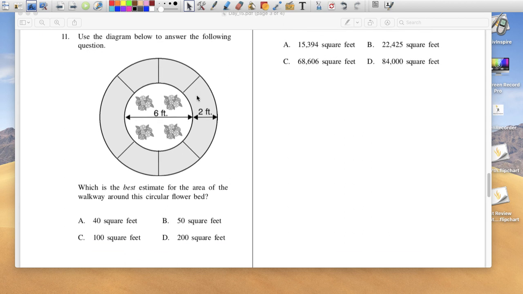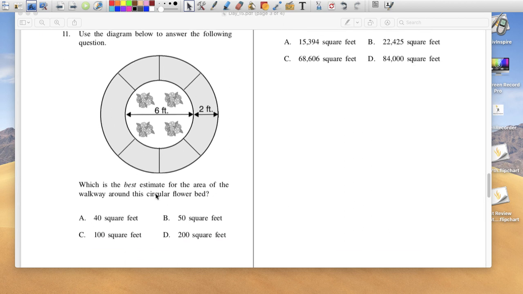Use the diagram below to answer the following question: which is the best estimate for the area of the walkway around the circuit? So I want the area of this. Let's find the area of the whole circle first. If the diameter of the inner circle is 6, I know that this is 3, because the other side must be 3. So the radius from here all the way, including the walkway, is 5. That would be the area of the whole circle.